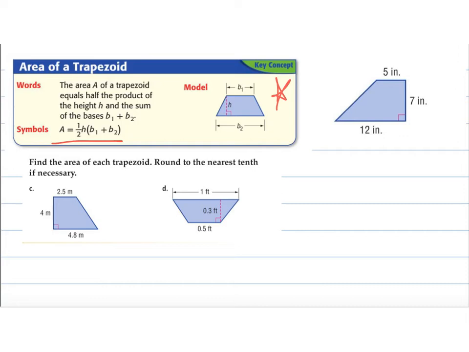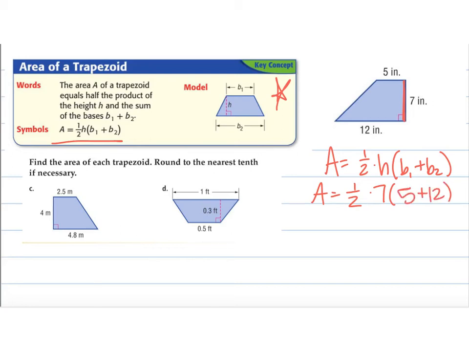Okay, so let's start with this trapezoid here on the right. So again, write down the formula first. 1/2 times the height, base 1 plus base 2. Now you can just plug in the information that we have. So 1/2. So the height is how far those two bases are from one another. So in this case, our two parallel sides are the 5 and the 12, and the distance between those is 7. So we're going to multiply by 7, and then we're going to add the bases together, which would be 5 plus 12. The bases are the two parallel sides.